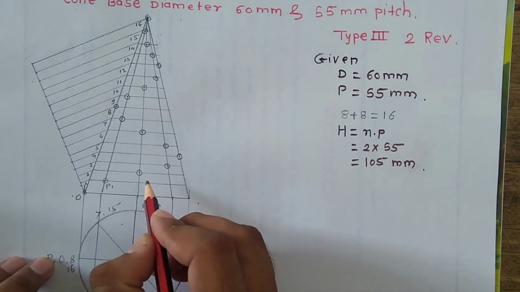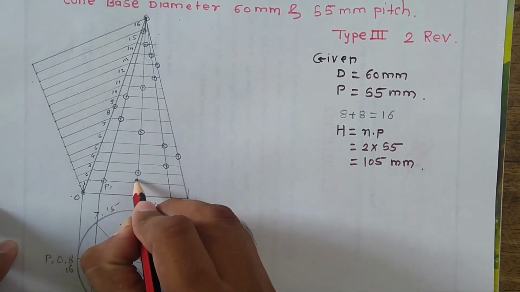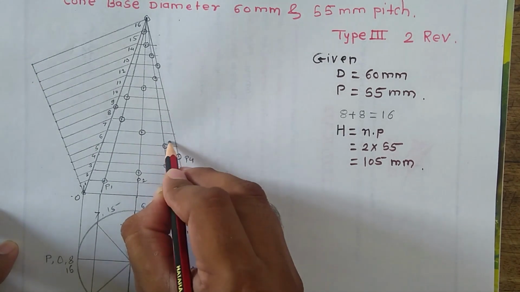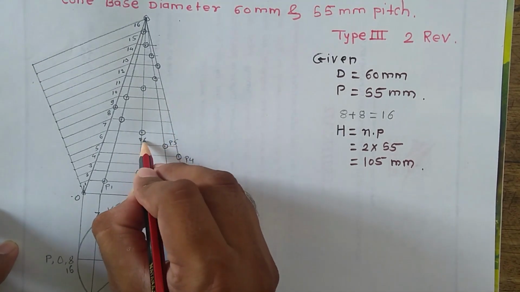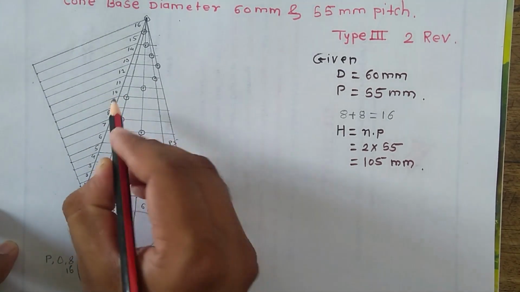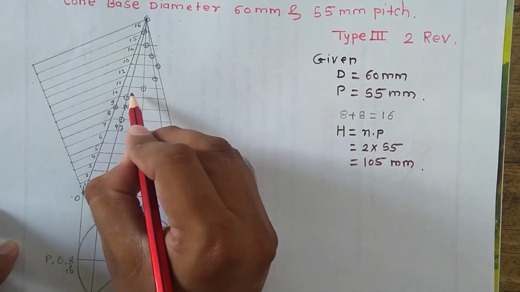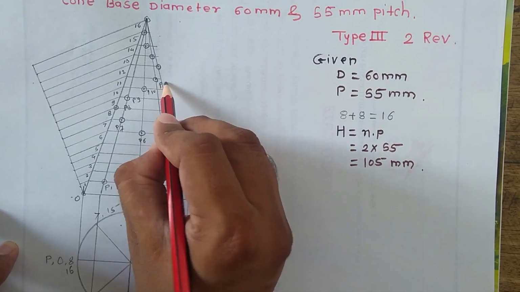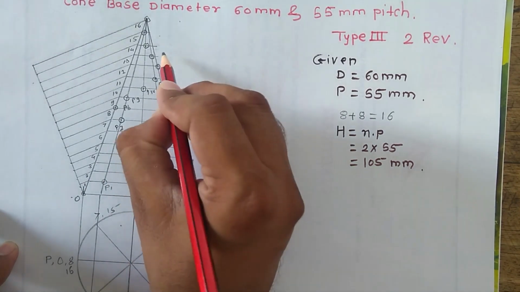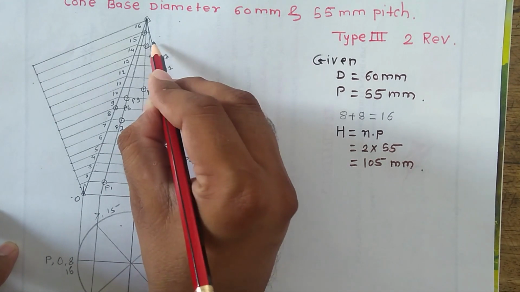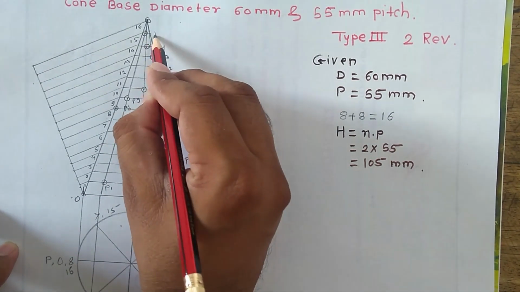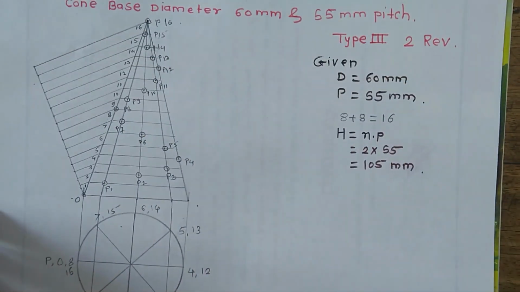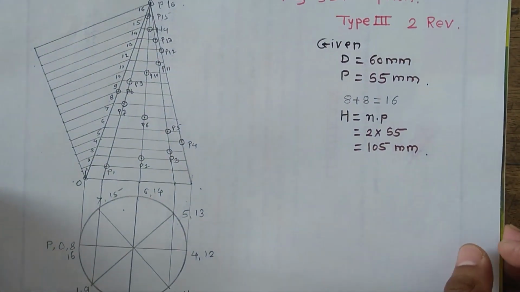So I will give names to all these points. This will be P1, this will be P2, P3, P4, P5, P6, P7, this will be P8, this will be P9, this will be P10, this will be P11, P12, P13, P14, P15, and this will be P16. Okay, so we have to join all these points.